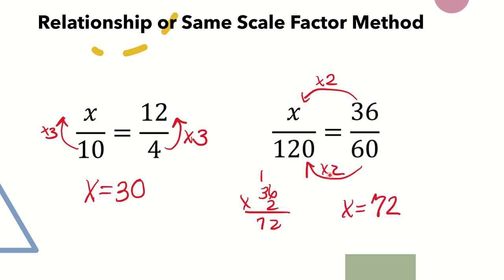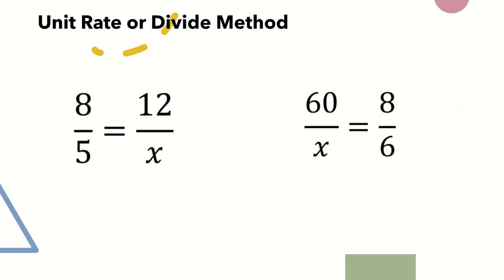Let's look at another method. And again, this is the relationship or the same scale factor method. Let's look at another one. So this is the unit rate or just divide method. That means you're basically finding the unit rate, or the amount for one, or whatever the scale factor between a number is. And you could just divide the two numbers that are aligned together. So in this case, I can find the scale factor of 8 and 12. I have to figure out what times 8 will give me 12. Most of the time it will be a decimal, so just prepare yourself.